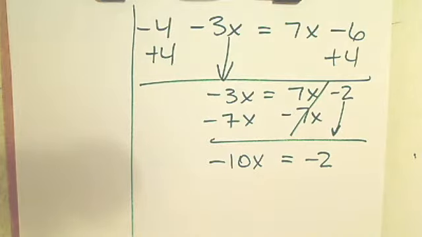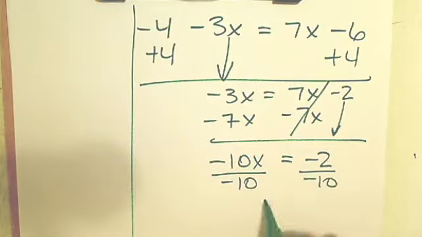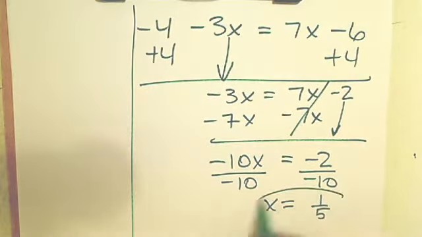Instead of taking away the 4, I added 6. Okay, then you should have, all right, then I'll work that one out next. So then divide by negative 10, you get x equals 1/5.